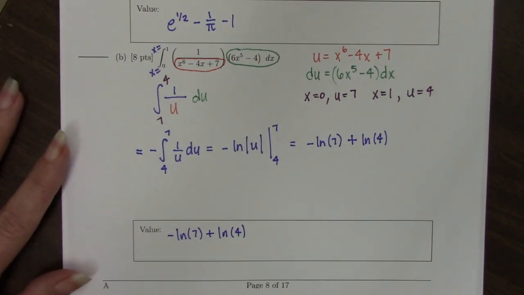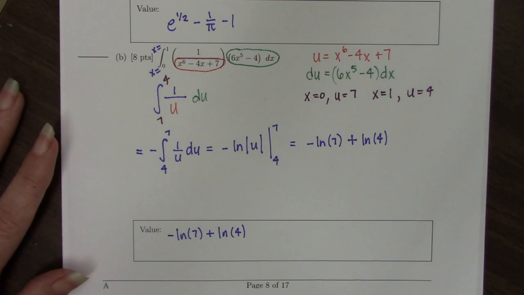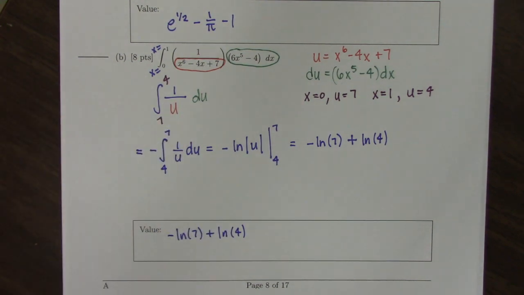I was able to drop my absolute value bars when I plugged in the numbers because those were both positive values. So the value of the natural log of the absolute value of 7 is the same as the natural log of 7. However, if you had left them as absolute value, that would have been perfectly fine.